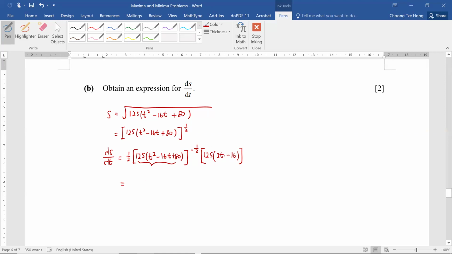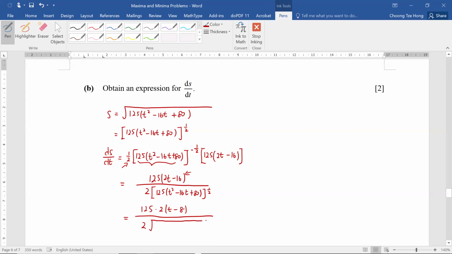Okay, so just tidy this up a bit. The 125 times (2t minus 16) will be on top. Then below you have the half, so the 2 will be below. Then we change this one to power positive half, which will later just become a square root. Then you notice that at the top, we can factorize out a 2 from this bracket. So we end up with 125 times (2t minus 8) over 2.